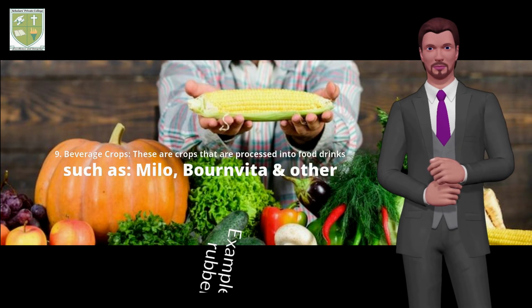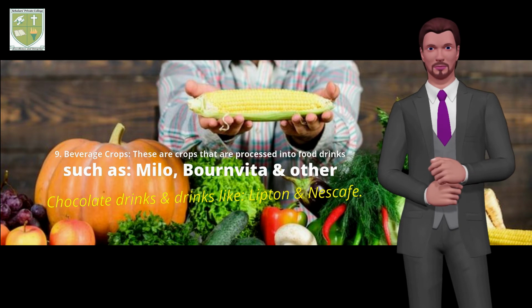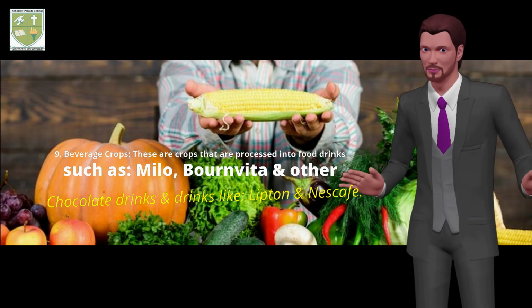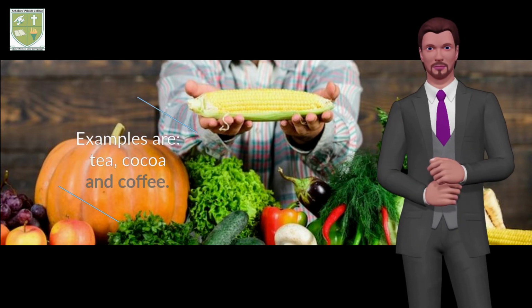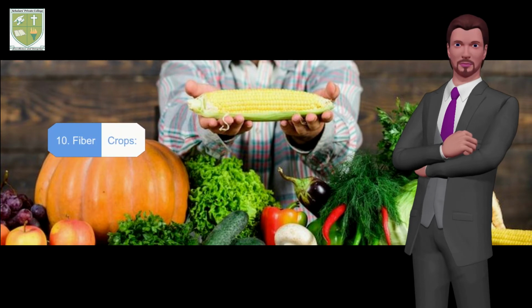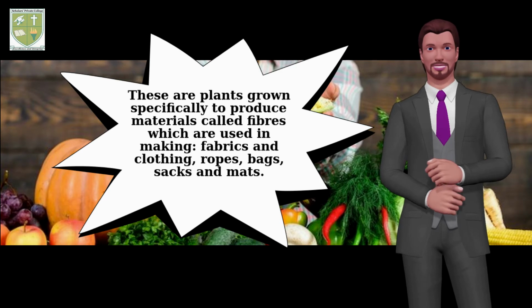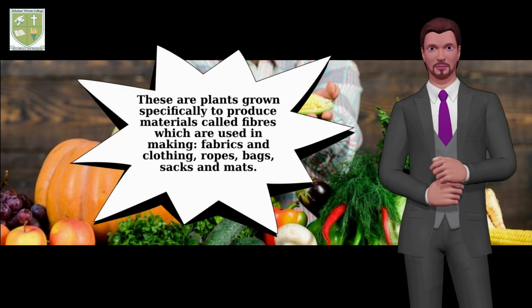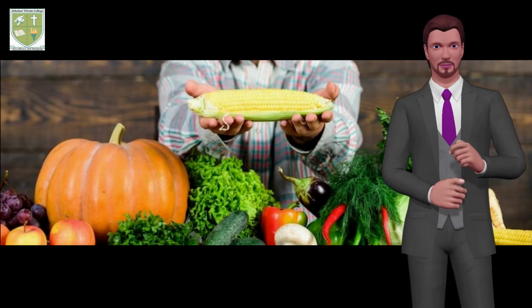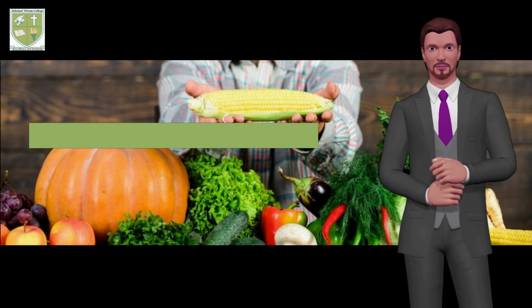9. Beverage crops. These are crops that are processed into food drinks such as Milo, Bournvita and other chocolate drinks, as well as drinks like Lipton and Nescafe. Examples are tea, cocoa and coffee. 10. Fiber crops. These are plants grown specifically to produce materials called fibers which are used in making fabrics and clothing, ropes, bags, sacks and mats. Examples are cotton, sisal, hemp and jute.